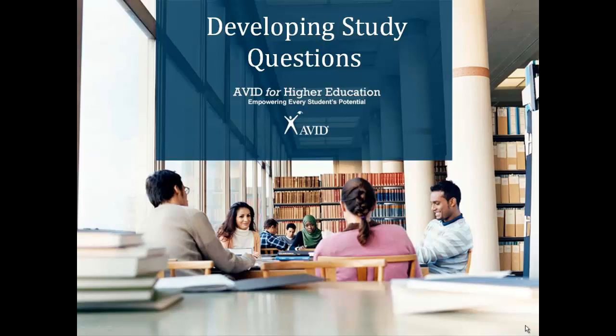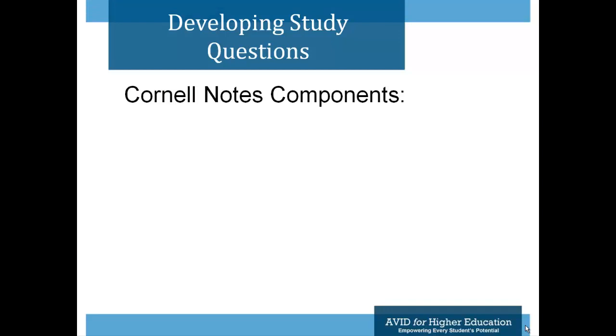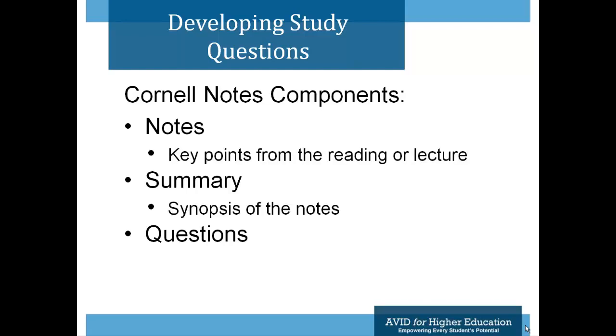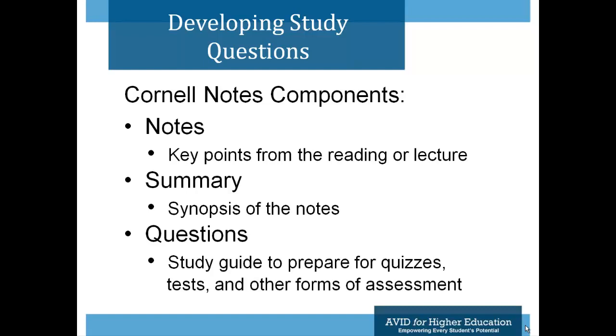Developing study questions from Cornell Notes. Cornell Notes can provide three useful study components: notes, a summary, and questions. The notes provide the key points from the reading or lecture. The summary provides a synopsis of the notes, and the questions serve as a study guide to prepare for quizzes, tests, and other forms of assessment.